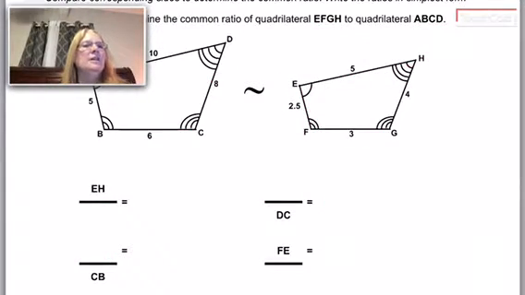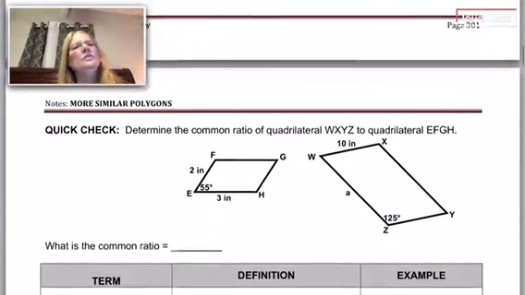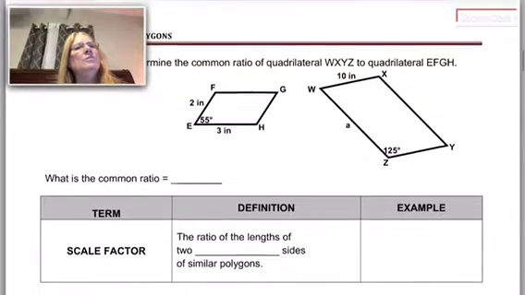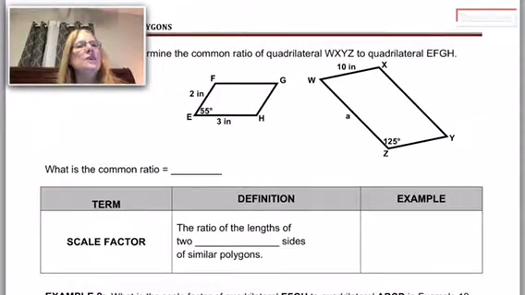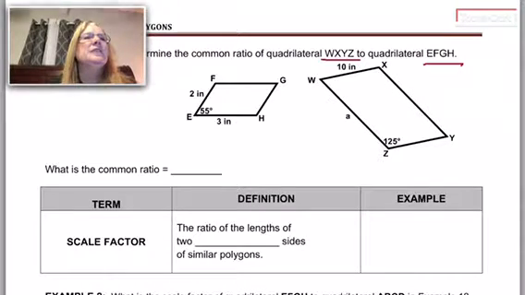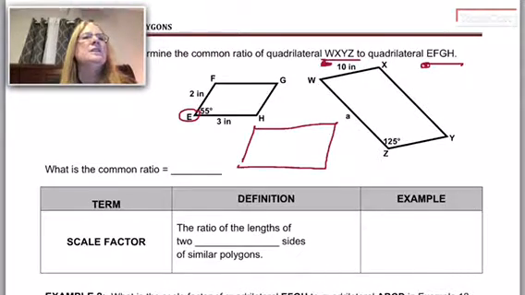All right, let's look at the next example. Determine the common ratio of quadrilateral WXYZ to EFGH. We see these aren't drawn exactly in the same orientation, but we see that W lines up with E. So maybe I will just redraw this one over here because here's E, so let me put W in that same place. So that would make this X, Y, and Z, and so Z is 125 degrees. And between W and X is 10.